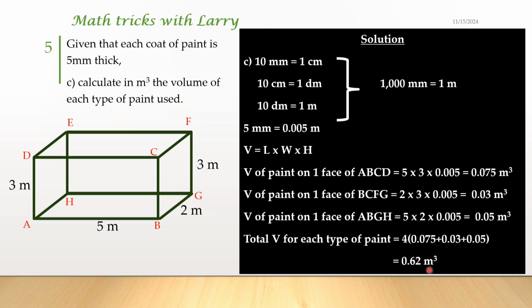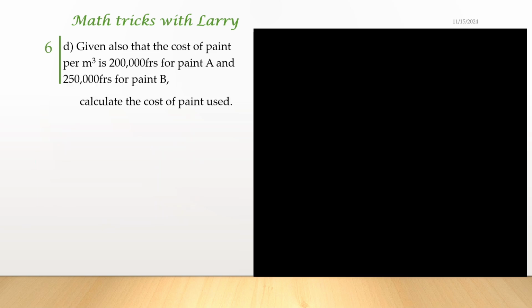And so the total volume of paint, for each type of paint used, is 0.62 cubic meters. That is the total volume of paint used for type A as well as for type B, since the thickness of paint is the same for the 2 types of paint. Now let's continue to the next part.